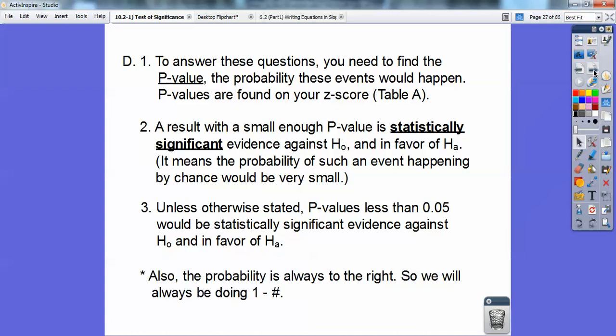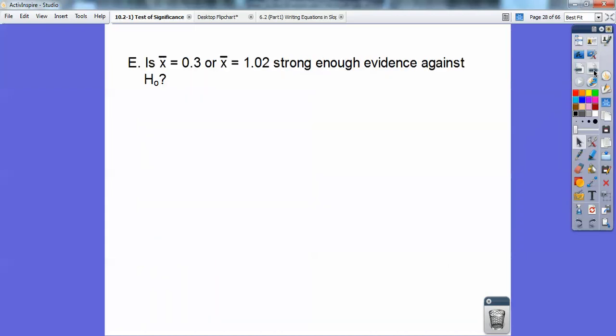Okay, also the probability is always to the right. We're always looking to the right. And the book always gives you to the left, so we always do the 1 minus the number. So are these numbers strong enough evidence against H0? Let's go ahead and calculate those.